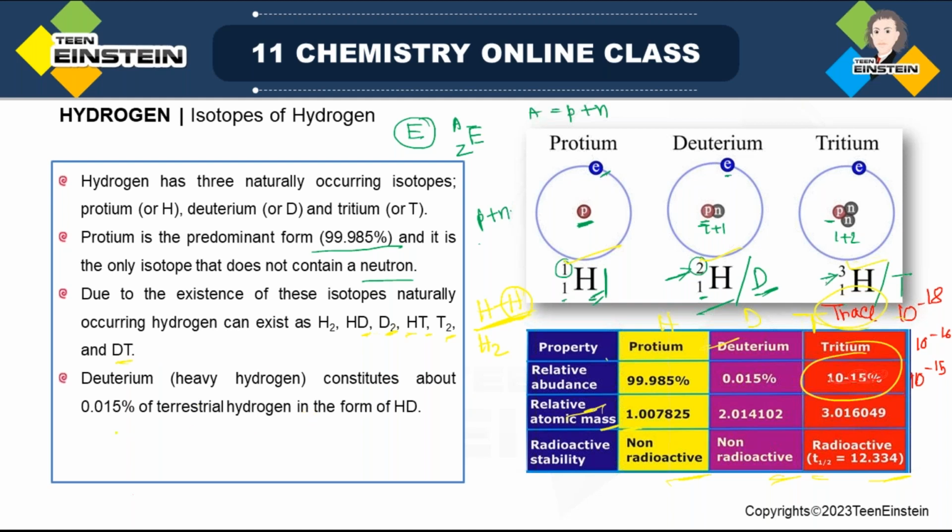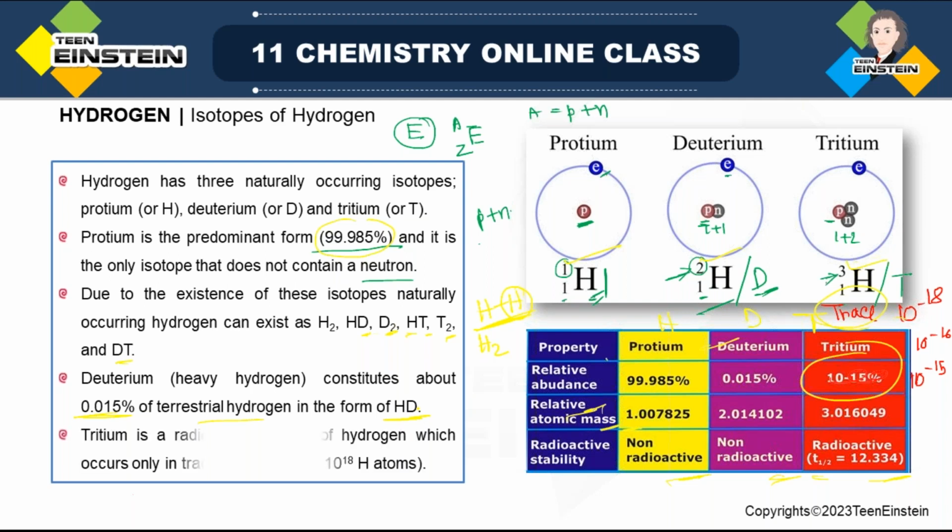It constitutes about, so here you have seen, protium is 99.985 percent, and for deuterium it is 0.015. So compared to protium, it is obviously very, very low. This is terrestrial hydrogen, and it remains in this form because we know that the natural form is diatomic. There will be two atoms, and whether both are H, or one is H and the other is D, different possibilities are there.